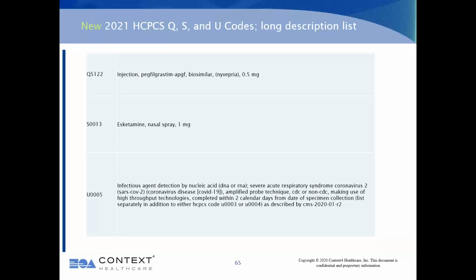And our last code, U0005, is an add-on SARS code to be used along with either code U0003 or U0004 in this new HCPCS U section established earlier this year. These were added this past spring to report high-throughput SARS-2 detection lab tests.